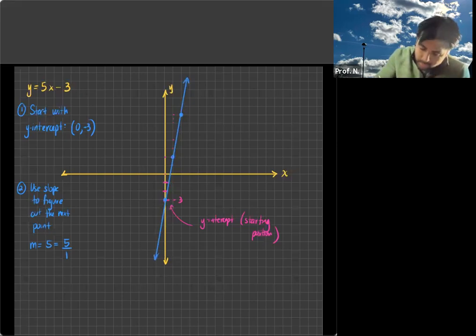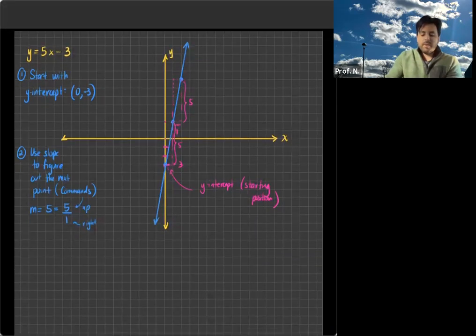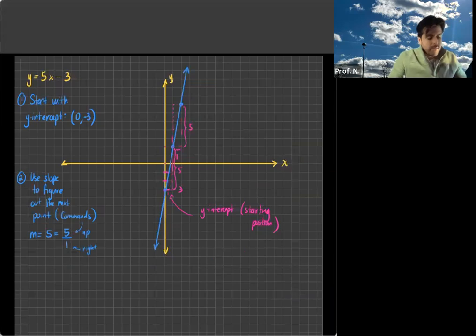Some people like to define this a little bit better here. So this is 1 over, and this is 5 over. And this happens again over here as well. This is 1, and this is another 5. So that's how I plot my graph of linear functions. I start with the y-intercept. That's my starting position. And then I use the slope to figure out the next point. You can think of them as my commands. So this I move up, and then this I move right. Up, right, up, right. Any questions about graphing linear functions?